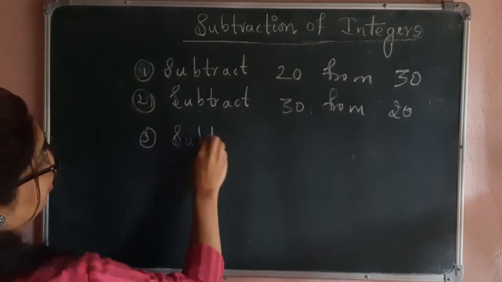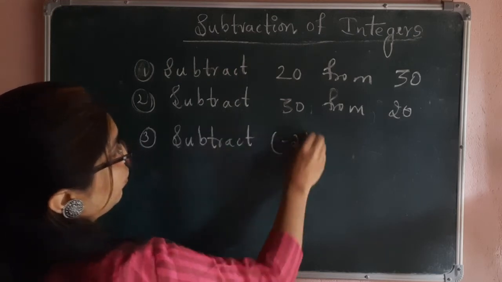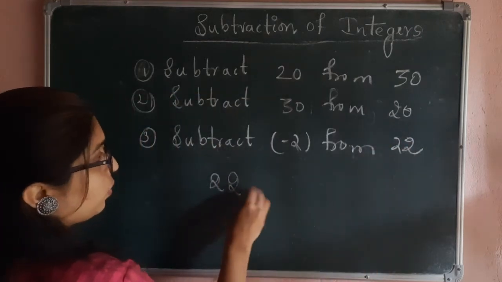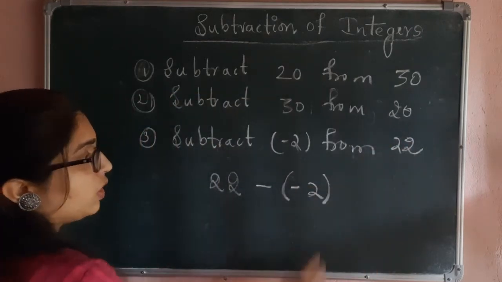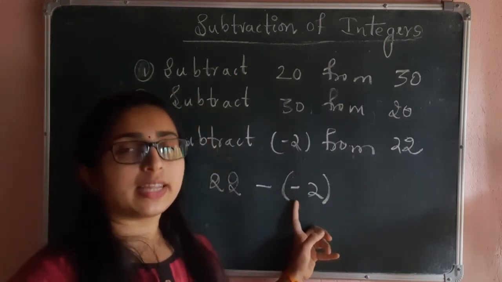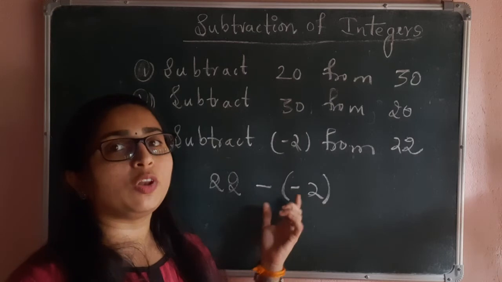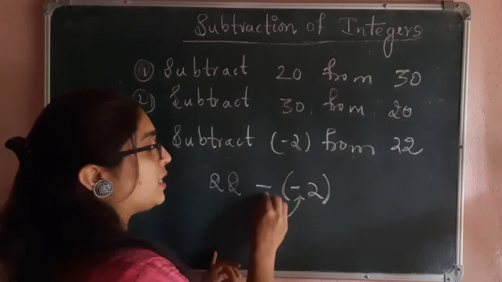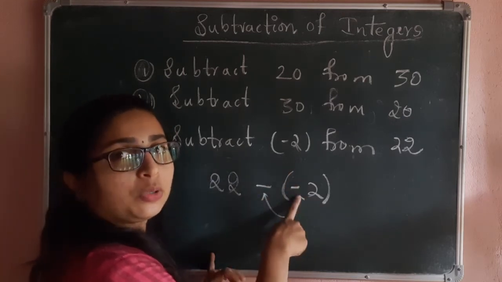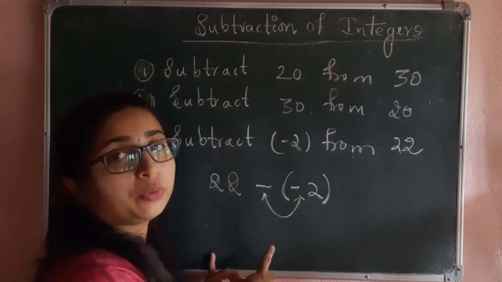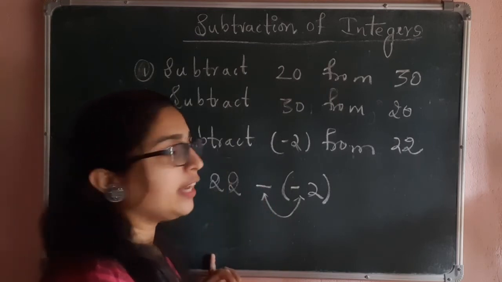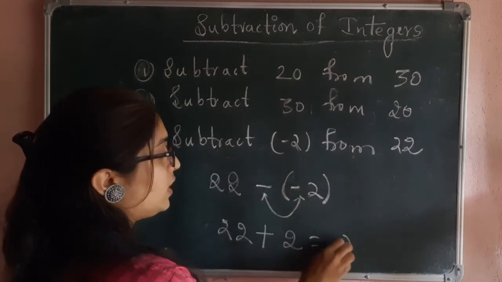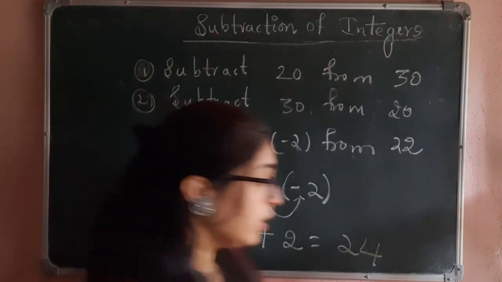Subtract minus 2 from 22. That means from 22, I have to subtract minus 2. And always remember, if you are writing a negative integer, use brackets so that we will not be confused with the signs. In this case, I can multiply minus into minus. You know that minus into minus is plus, because I have already explained this in the multiplication of integers. So 22, minus into minus is plus, then comes 2. So this gives you 24.